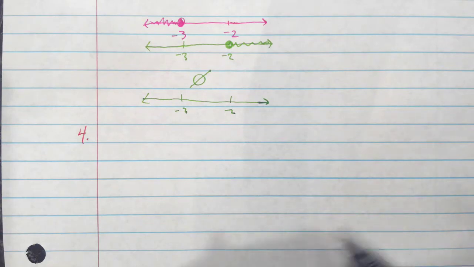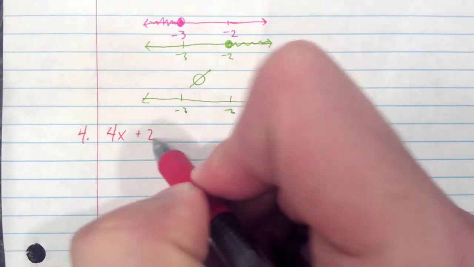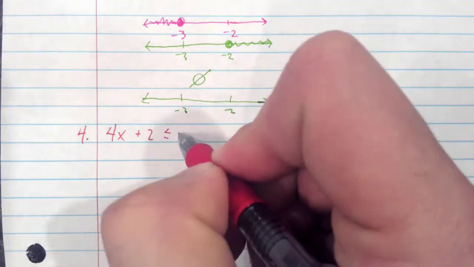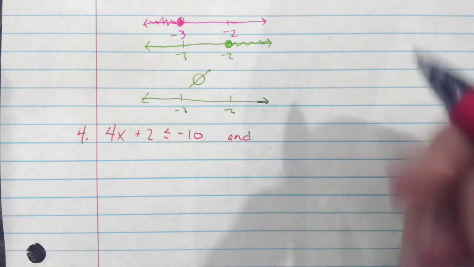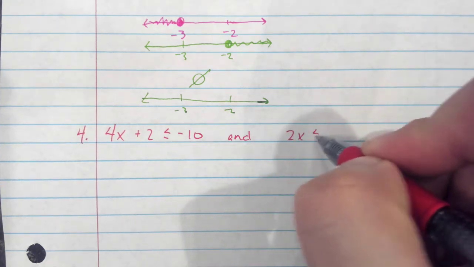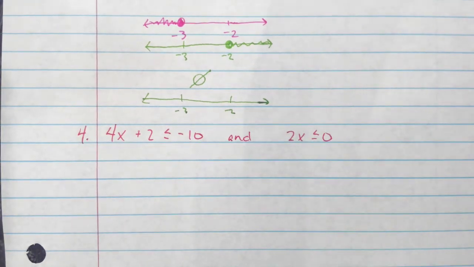Number 4 here. All right, we'll actually solve some of this one. 4x plus 2 is less than or equal to negative 10, and 2x is less than or equal to 0. Okay, so you go about solving both of these.